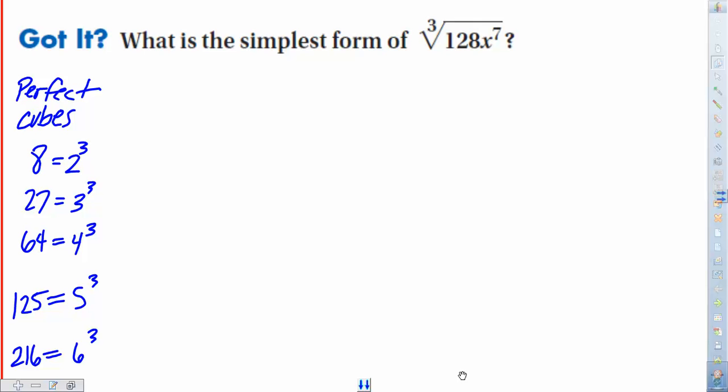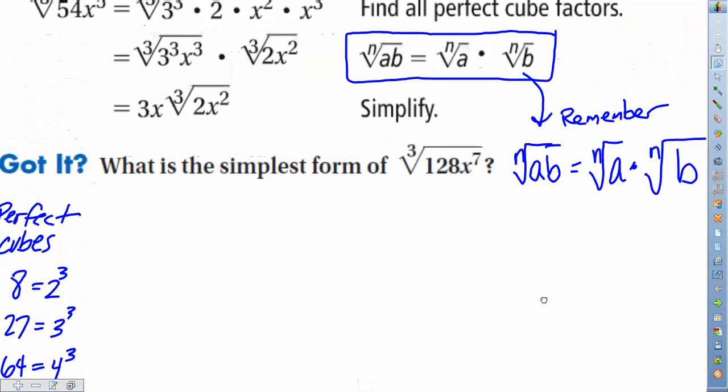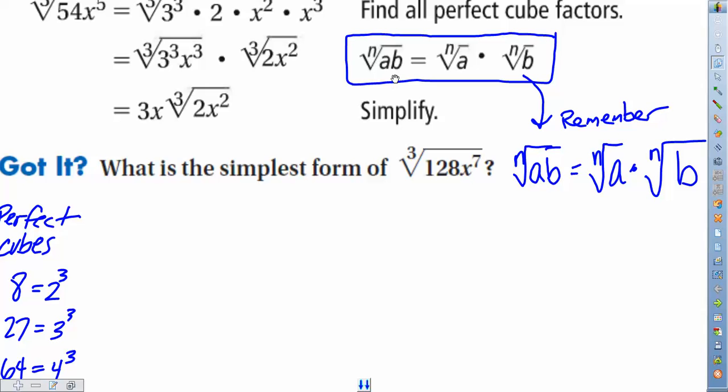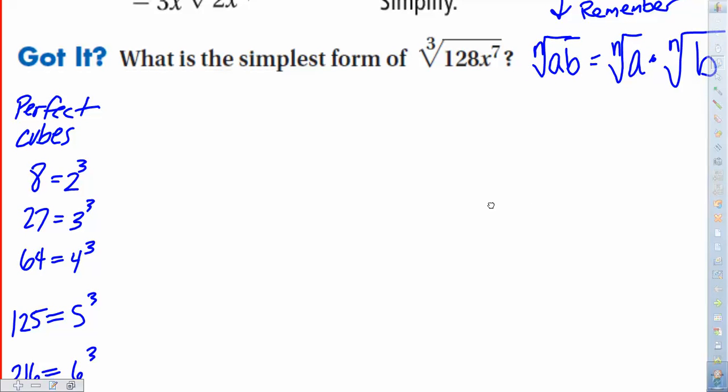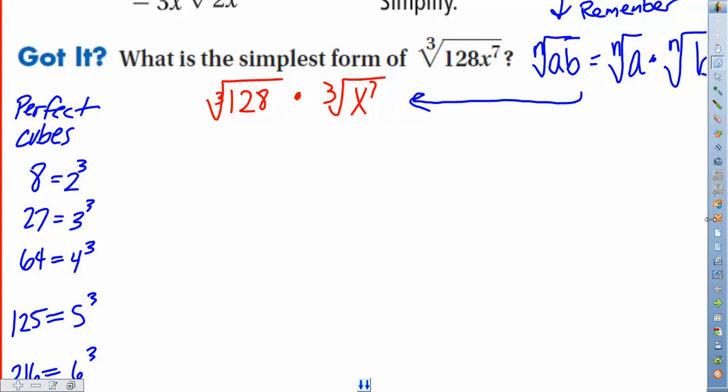Please keep this in mind, that we are still going to use this property from right up here. The nth root of two numbers multiplied together, we can split apart into two nth roots. So that's exactly what we're going to do first on this problem. Let's split this apart, and think of this as the cube root of 128 times the cube root of x to the 7th.